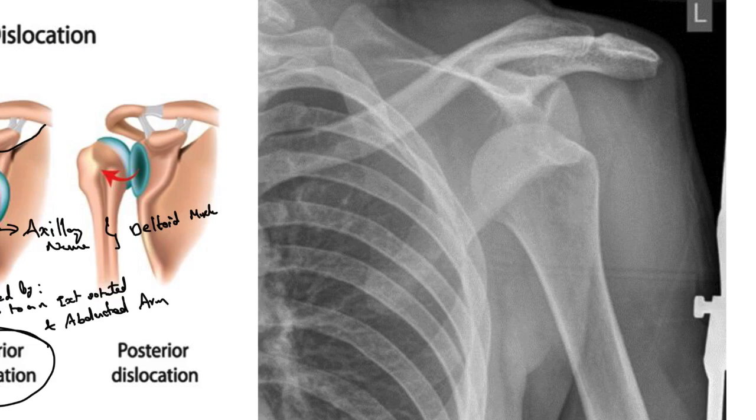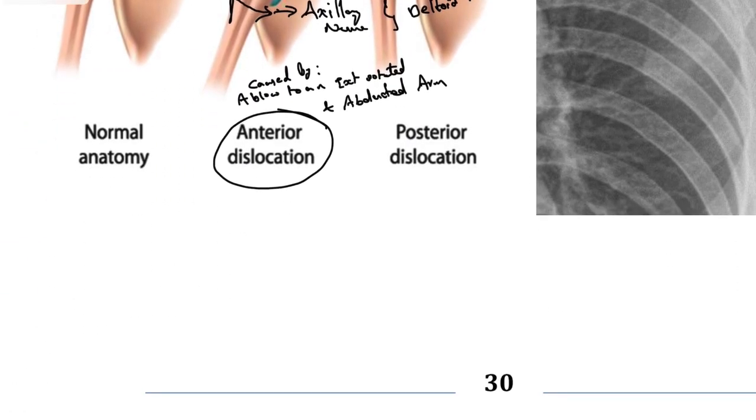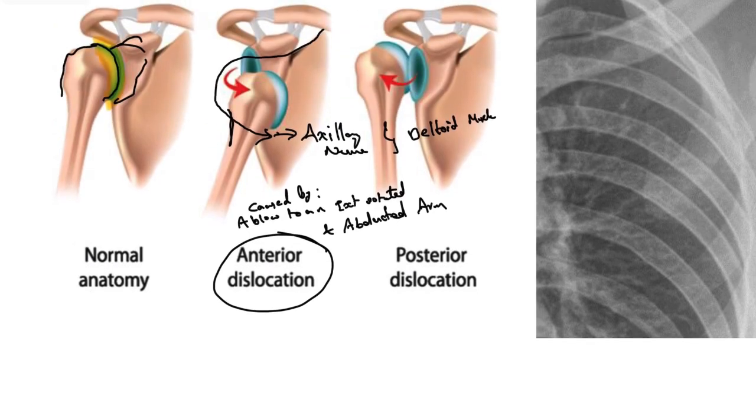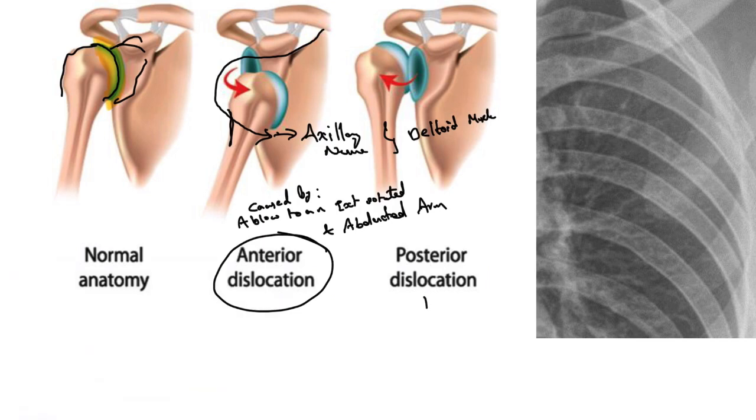Now when it comes to posterior dislocation, this is the posterior dislocation. That means the humeral head went back. In posterior dislocation, it's very rare, and mostly it's associated with seizures or electrocution.